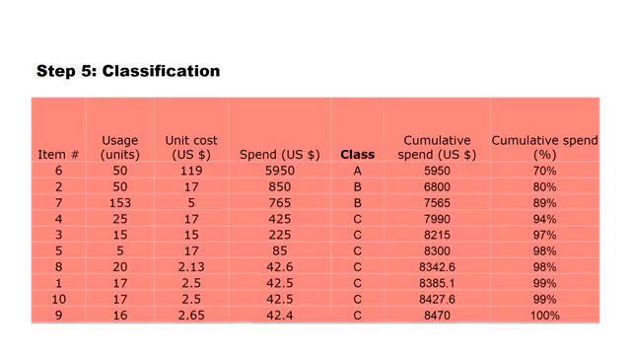Finally, we can determine class A, B, and C for these items. Item 6 is the class A item because it alone accounts for 70% of the total spend. Items 2 and 7 are Class B items because they account for 19% of the total spend. And all the remaining 7 items are Class C items. Despite their majority, they only account for 11% of the total spend.